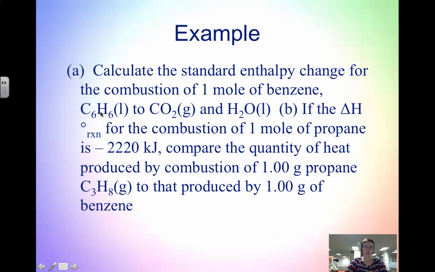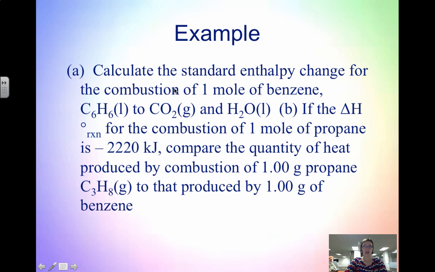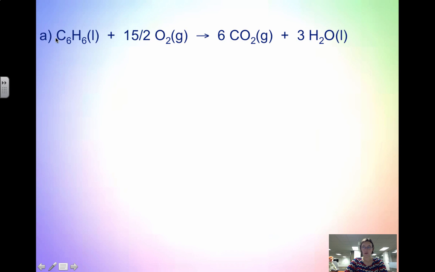So if this is combustion, we have benzene plus something else. It's actually plus oxygen yields CO2 and H2O. So we have benzene plus 15 halves O2 yields 6 CO2 plus 3 H2O. The reason that we have this 15/2 again is because if you read this question, it says the combustion of 1 mole of benzene. So if I want 1 mole of benzene, I need a coefficient of 1 here. Okay, so now we have our reaction.